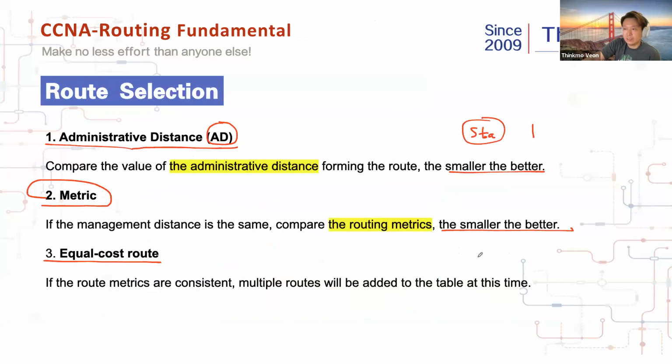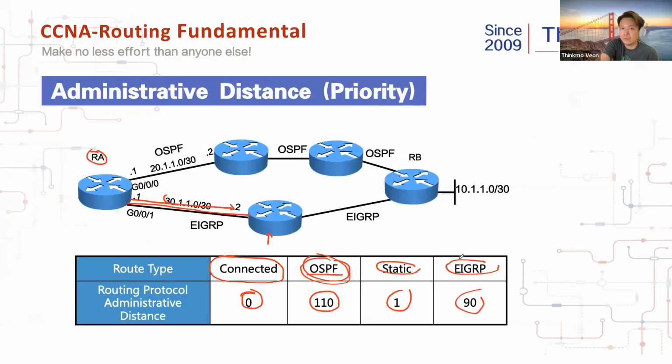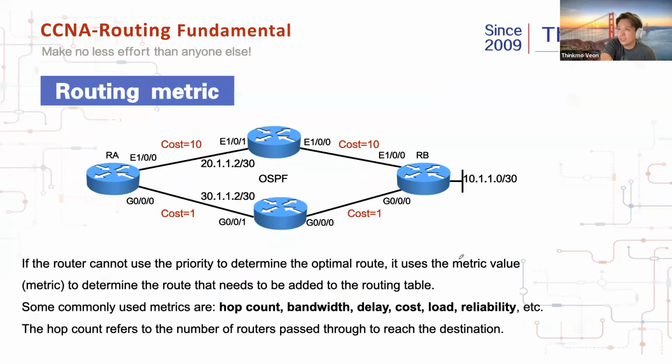Here we're showing an example to compare the different routing protocols with the AD value. So remember, the lower AD value is better, which means it will be more preferred by the router. Next, we will compare if they are using the same routing protocol, as in the diagram here. We're using OSPF, so it will compare the routing metric. For OSPF, we are using cost for the metric.